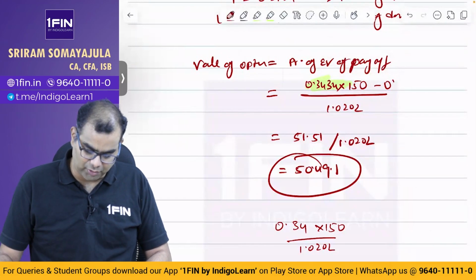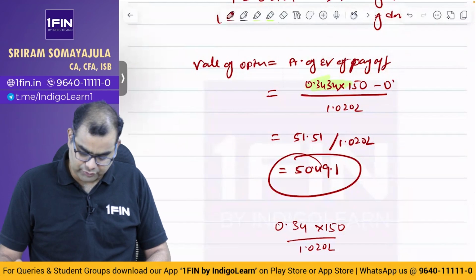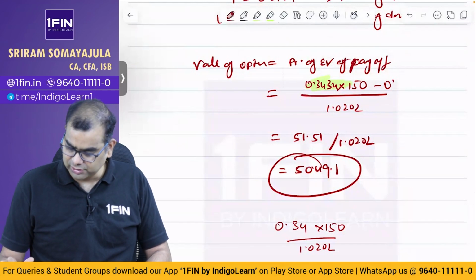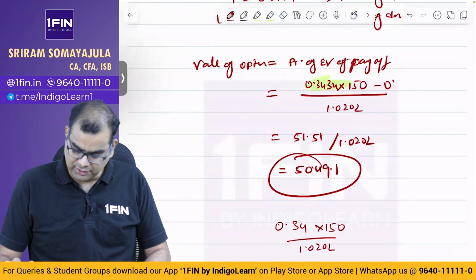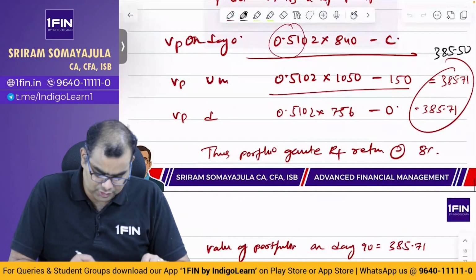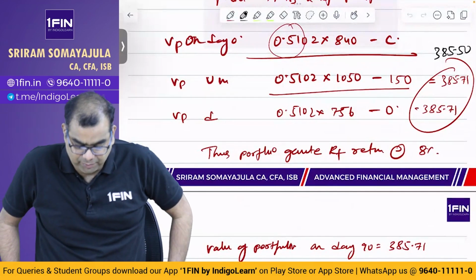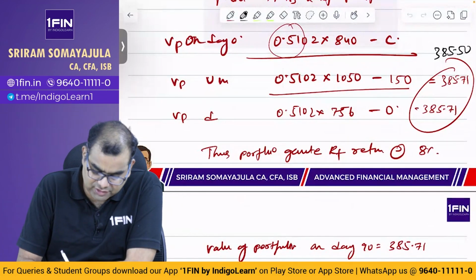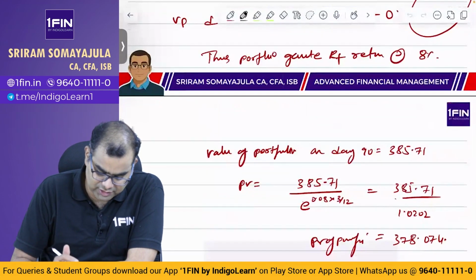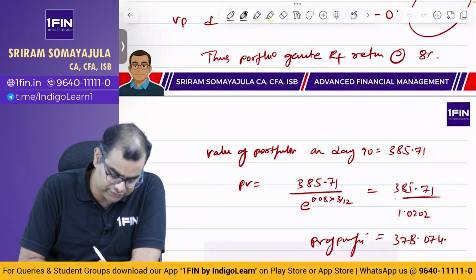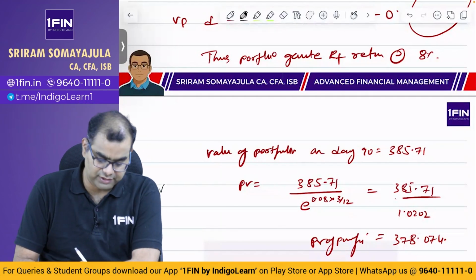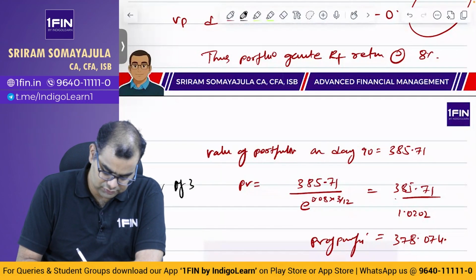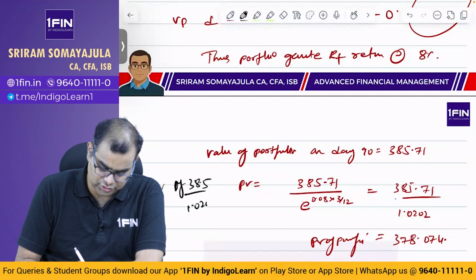So if you look at this, 150 by 294 gives 0.5102. So you take this as 0.51. If you take this as 0.51, 0.51 into 1050 minus 150, you get 385.5. Now this 385.5 instead of 385.71. Now what is the present value of this 385.5? Present value is 385.5 divided by 1.0202.